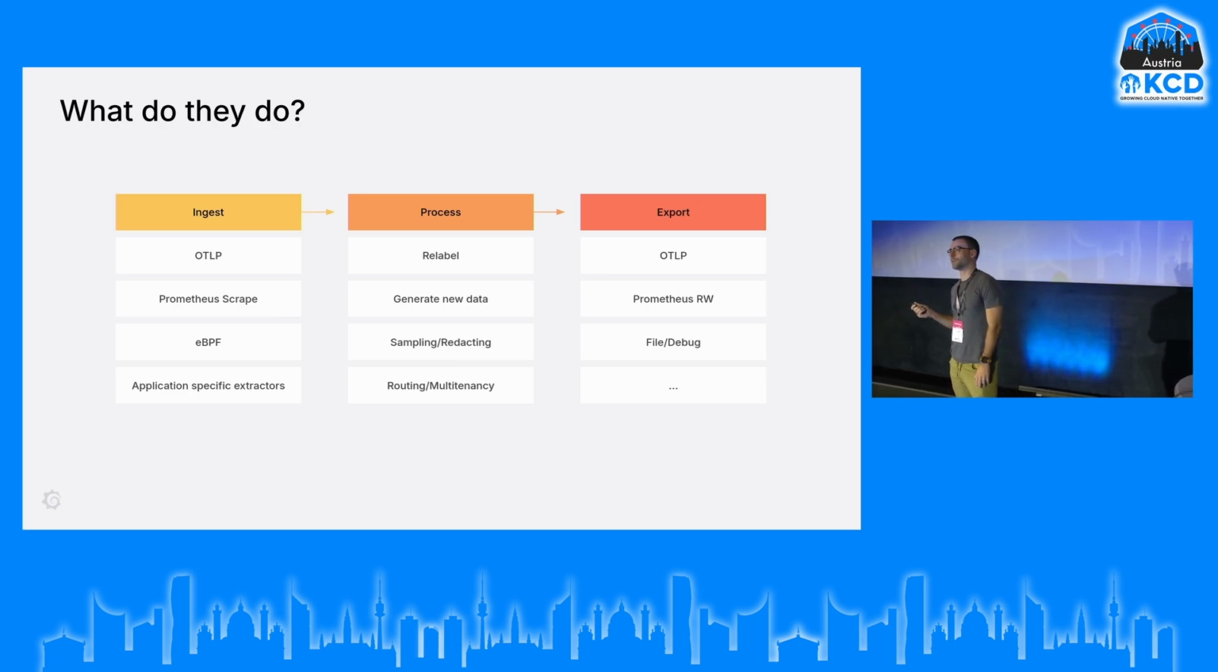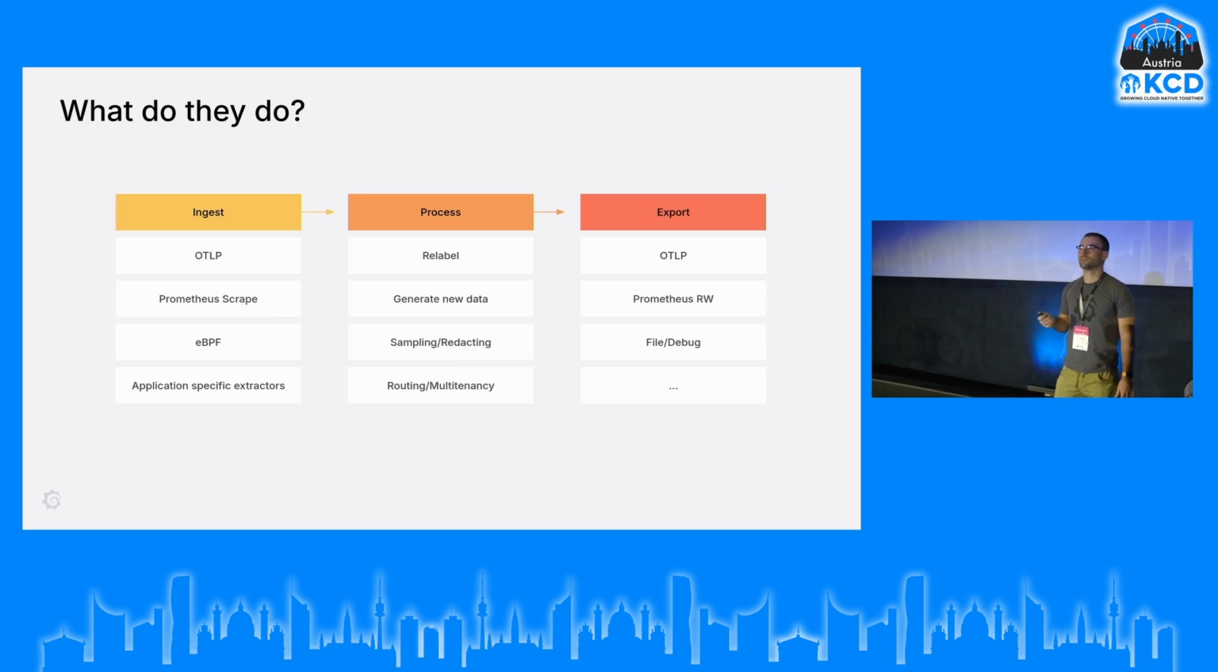And the last point, which is really relevant for larger installations of the collector, is routing and multi-tenancy. In the collector layer, you can start to split your metrics and telemetry based off of labels and say, okay, this data came from team A, so we're sending it to storage backend A, but this data came from a completely different team, so we're sending it off to a different storage backend.